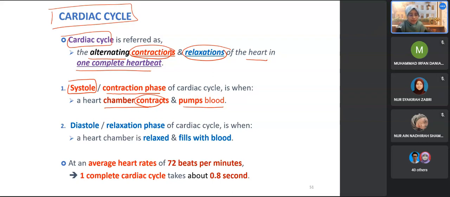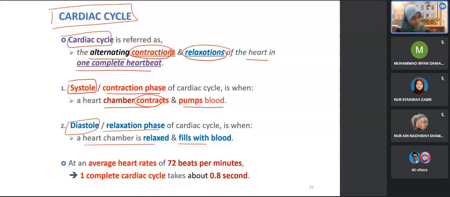Okay. So diastole is the phase of relaxation. Dia dah contract, mesti dia nak kena relax balik, buka balik, kan? That is the relaxation phase of the cardiac cycle, when the heart chamber is relaxed and filled with blood. Atrium relax, so darah akan masuk balik semula ke dalam atrium. Ventricle relax, darah daripada atrium masuk ke dalam ventricle contohnya. Okay, so systole and diastole.